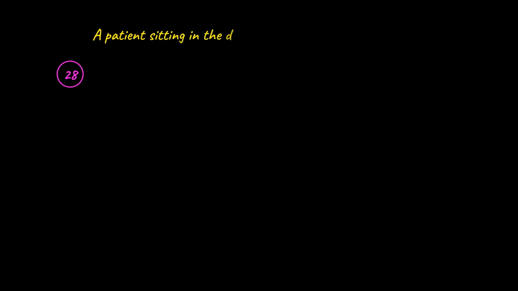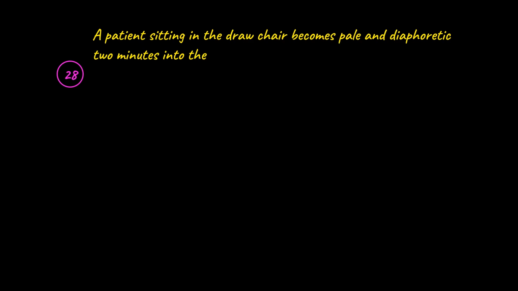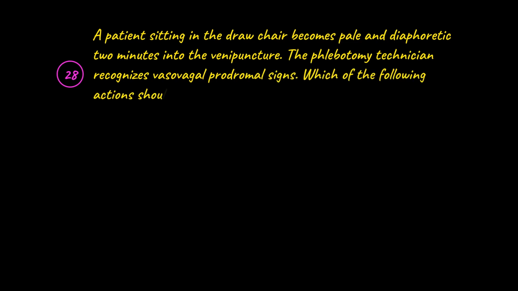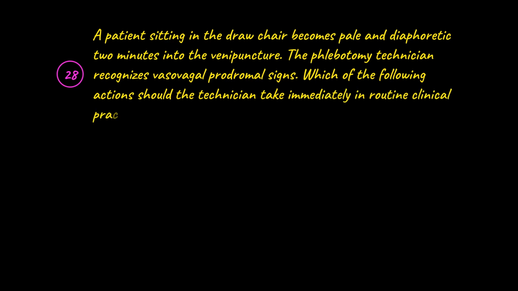Question 28. A patient sitting in the draw chair becomes pale and diaphoretic 2 minutes into the venipuncture. The phlebotomy technician recognizes vasovagal prodromal signs. Which of the following actions should the technician take immediately in routine clinical phlebotomy practice?